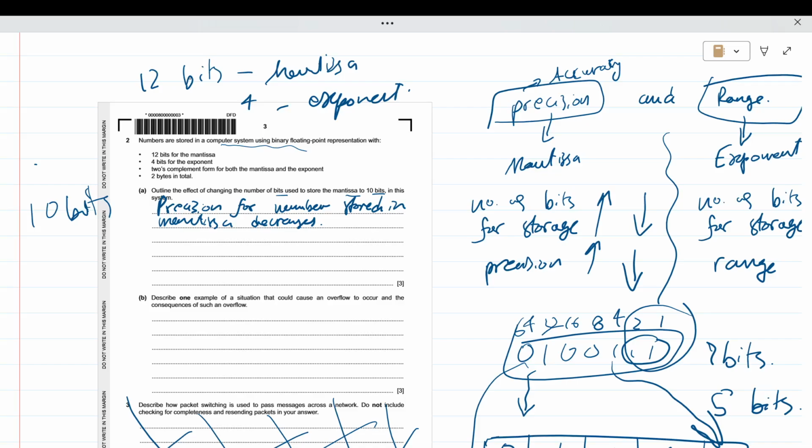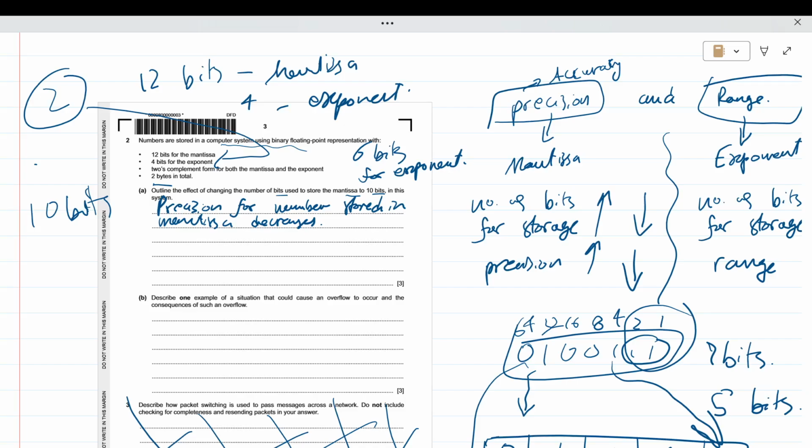Now, if we took 2 bits away from the mantissa, then now we have 2 extra bits. We can give those bits to the exponent, right? So now the exponent has 6 bits. You know what? I'm not going to waste my time writing it in here. I'm just going to explain it to you. 6 bits for the exponent, right? So it's 6 bits for the exponent. And yeah, 2 bytes in total.